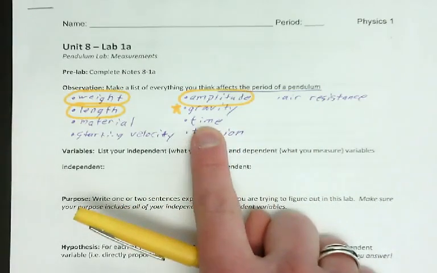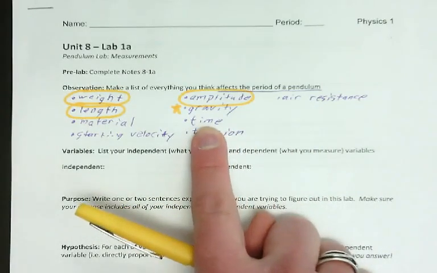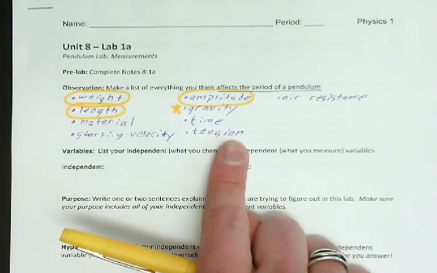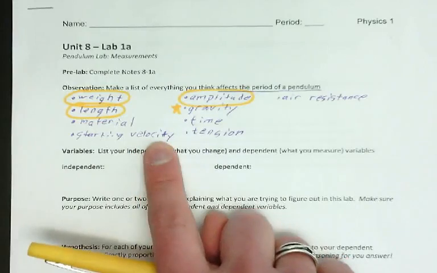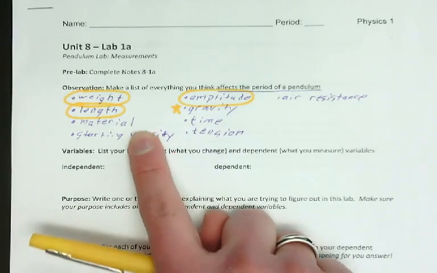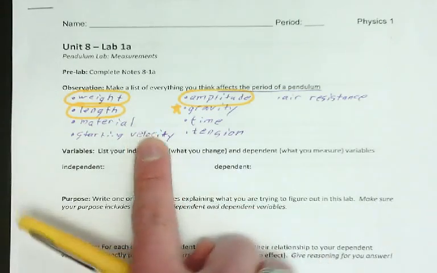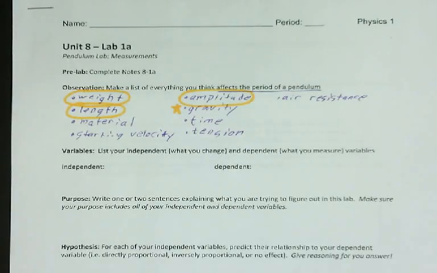Time is going to be a factor here, but we're going to be measuring time as opposed to changing time. Tension is going to be difficult to measure. Starting velocity, difficult to measure. The material we could do, I just don't have a bunch of materials. So that one's just a practical one. So these are the three things we're going to be testing.